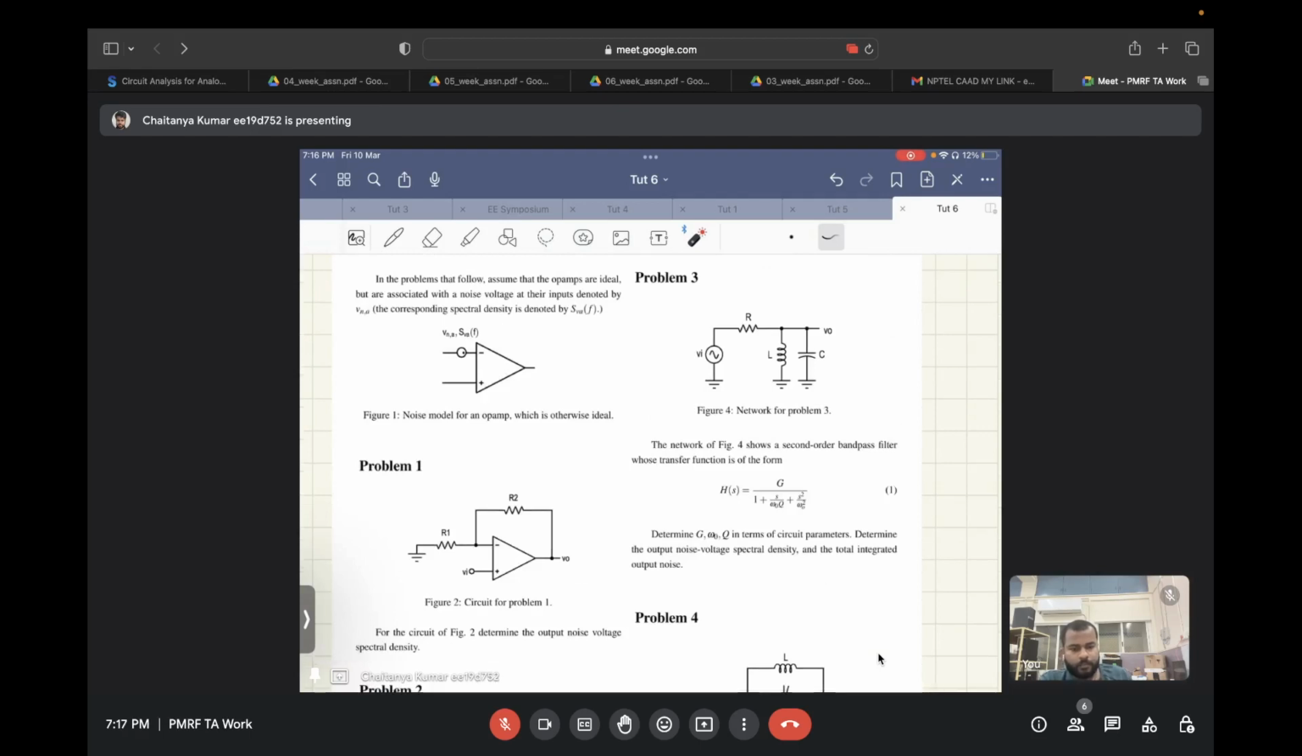Sir, in question number 3, while calculating the total integrated output noise, sir, we have to draw the equivalent for the inductor also, sir? That generator and the equivalent capacitance, and for the resistor also we have to draw that? No, no. Whatever is given to you, you can apply the Nyquist noise theorem and calculate the total integrated noise. I mean, we don't need to draw the equivalent to calculate the total integrated noise.